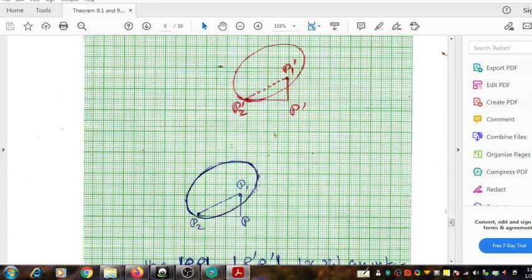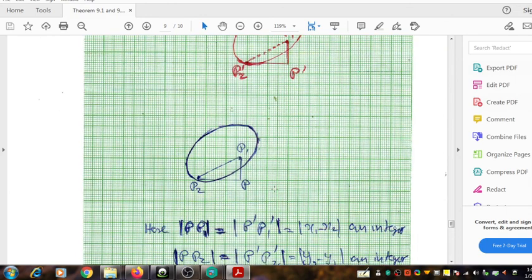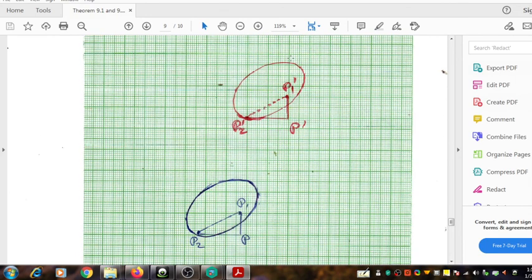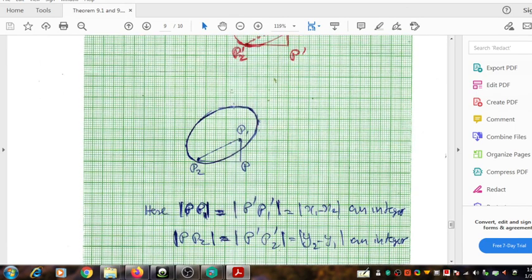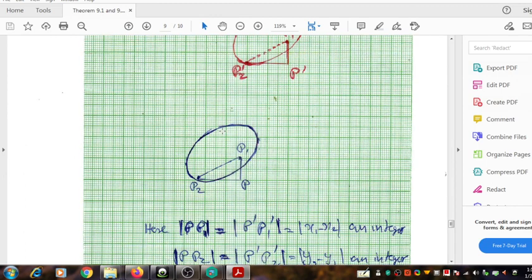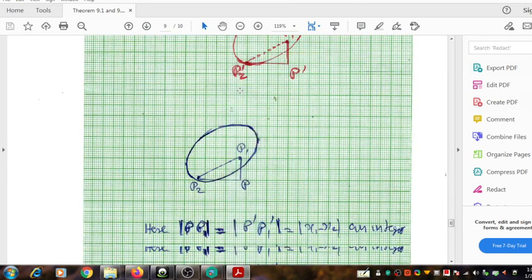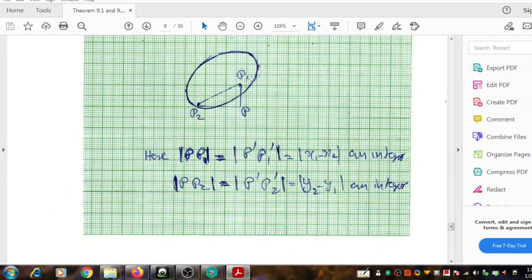Now one more thing I have to mention here: P1 and P2 are the corresponding points of P1 prime and P2 prime in the new set. P1 and P2 are in the original set, corresponding points of P1 prime and P2 prime. But we consider that their coordinates are x1 y1 and x2 y2. We assume that P1 has the coordinates x1 y1 and P2 has the coordinates x2 y2.